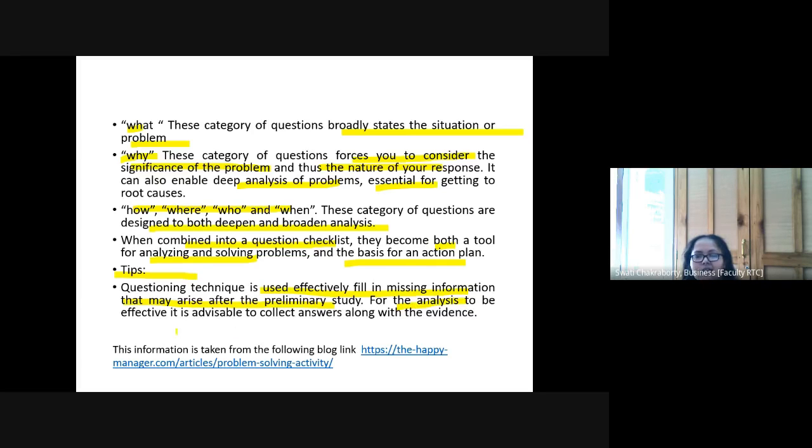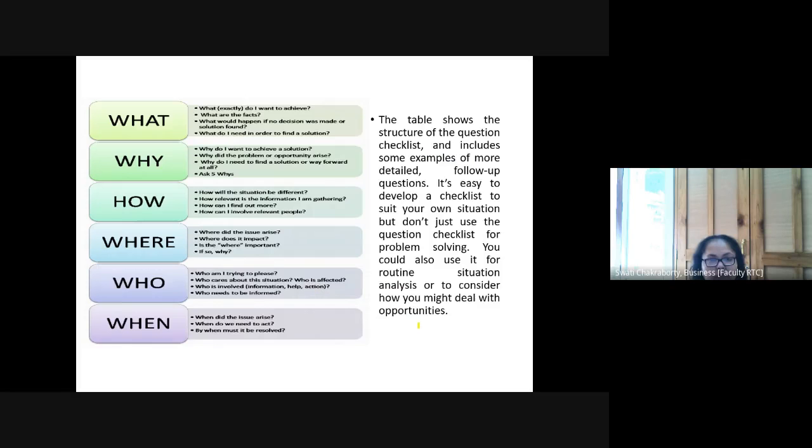You can get that information through questioning technique. Now, for the analysis to be effective, it is advisable to collect answers along with evidence. You cannot just go on saying, we know this is how, but where is the evidence? How do you know this? So all your answers have to be packed with evidence. In the diagram we have what, why, how, where, who, when. What exactly do I want to achieve? What are the facts? What would happen if no decision was made or solution found? What do I need in order to find a solution?